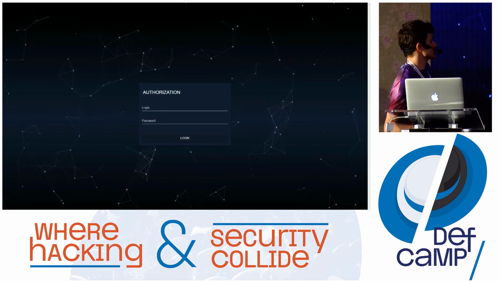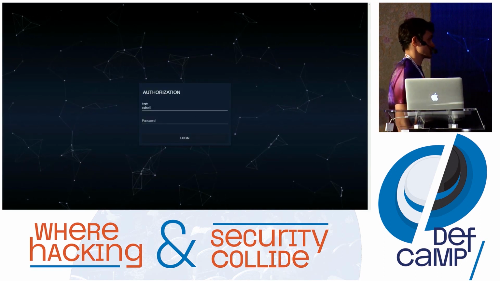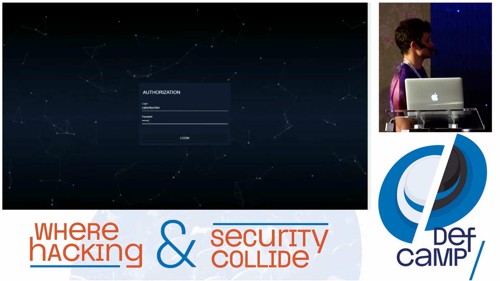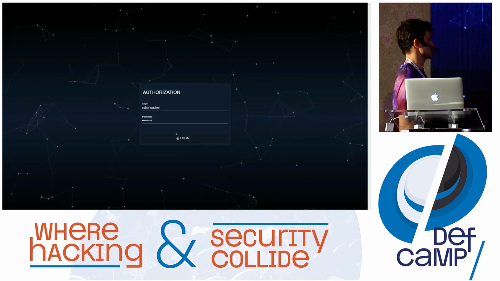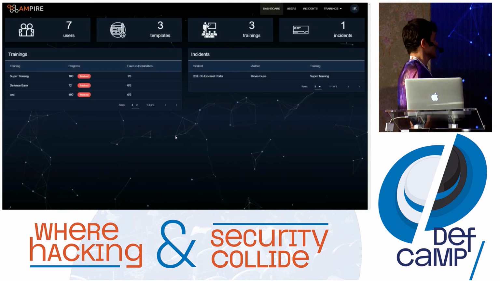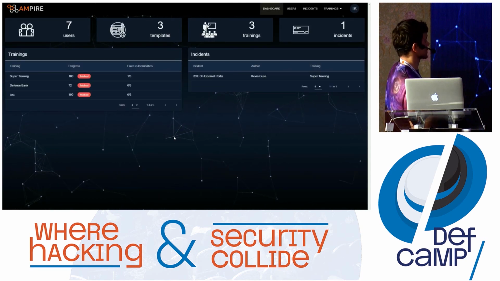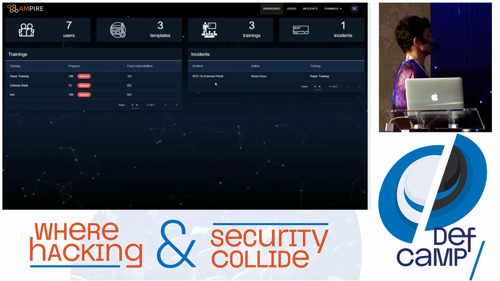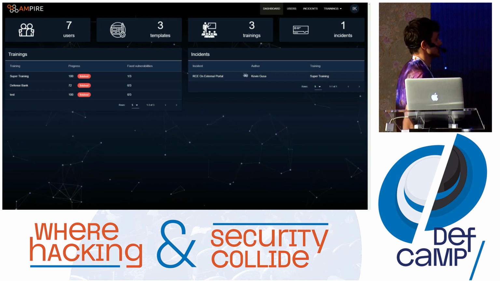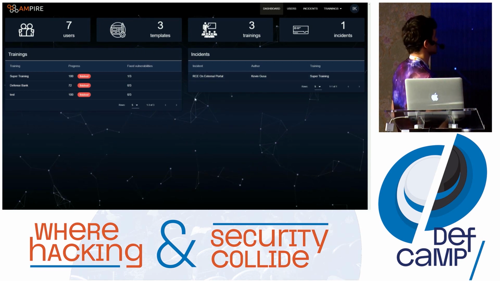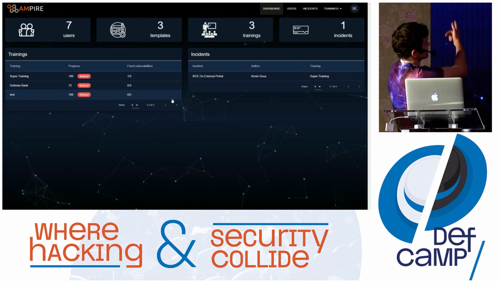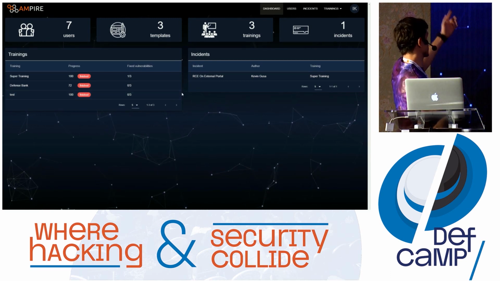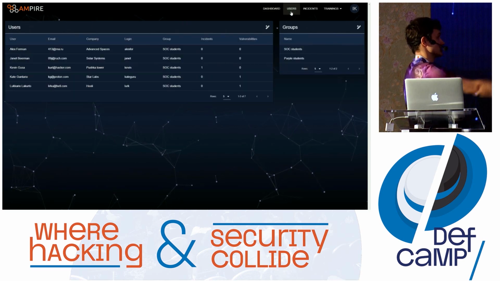So, as Sergey mentioned, the system has different roles for the teacher and for the students. They are divided into two groups, the reaction team and the mitigation team. Let's log in as a teacher. We have a dashboard with all the trainings that this teacher has created previously, with the incident created by the students. In the top part, you can see it has 7 users created, 3 templates available, 3 trainings. You can see them on the left part. And 1 incident created by the user.